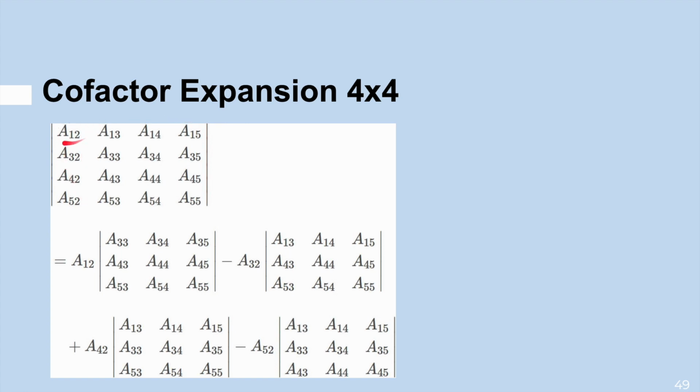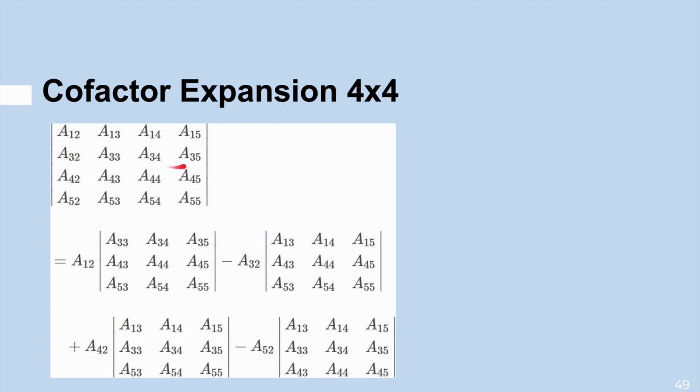But so here we take A12 and we multiply it by the matrix of everything that we don't cross out. So if we take A12, we cross out this whole column, this whole row, and we're left with A33, A34, A35, all of this 3 by 3 matrix here. So we have A12 multiplied by this matrix. Now again, we subtract the next one, so A33.